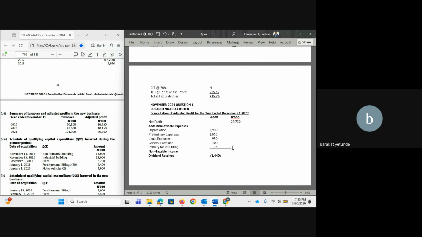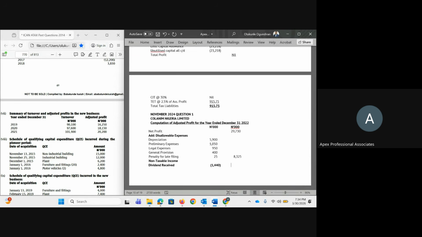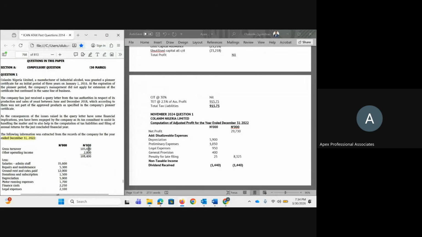Add everything. S325. All right, so that's it there. So we are 1,440. 36,615 after deducting 1,440. Well, let's be sure that's the only expenses that you have, right? Okay, good. So as adjusted.